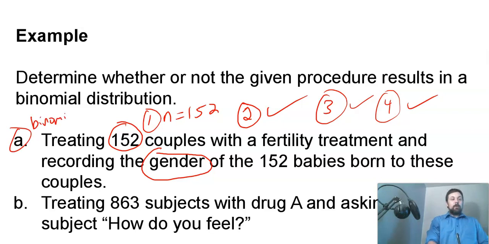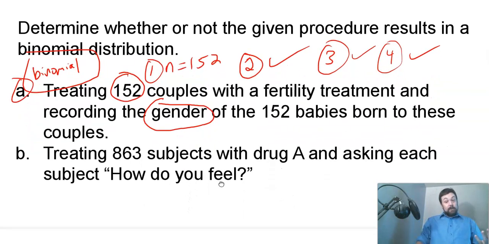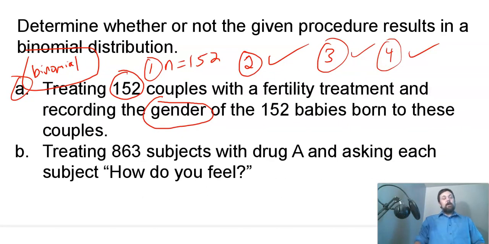So part A is a binomial distribution. I'm just going to put binomial here. All right. Now, part B. And so maybe I should have done part B first so you can see how obvious it's going to be if it doesn't work.